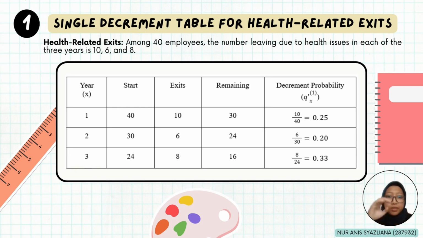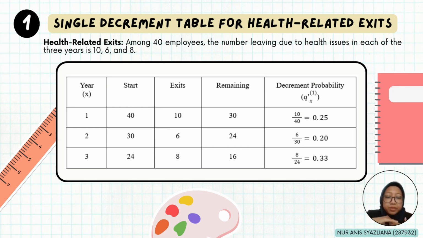Firstly, the year X column represents the 3 years of the study. The start column shows the number of employees remaining at the beginning of each year. The exits column indicates the number of employees leaving due to health-related issues in that year. The next column is the remaining column, which lists the number of employees left after those exits.